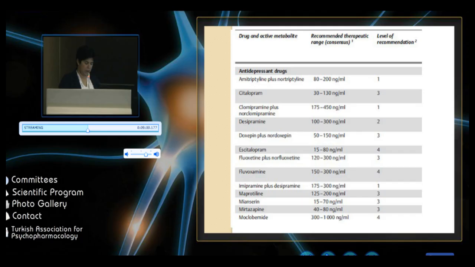Here we go. Here you see antidepressant drugs, tricyclics, for example. Plasma concentration in the blood and clinical response is very parallel to one another. Therefore, the recommendation levels are 1. But for some others, such as fluvoxamine and escitalopram, the evidence level is only 4.